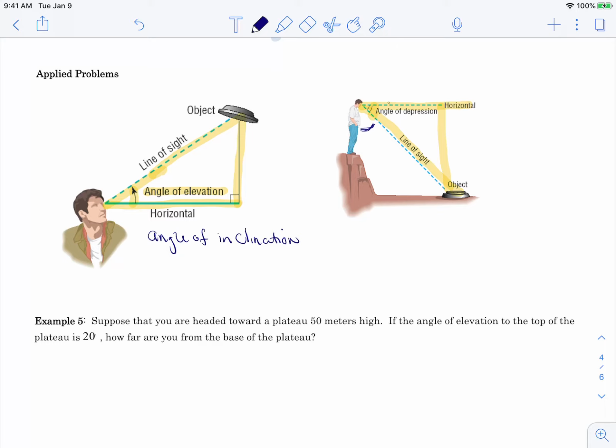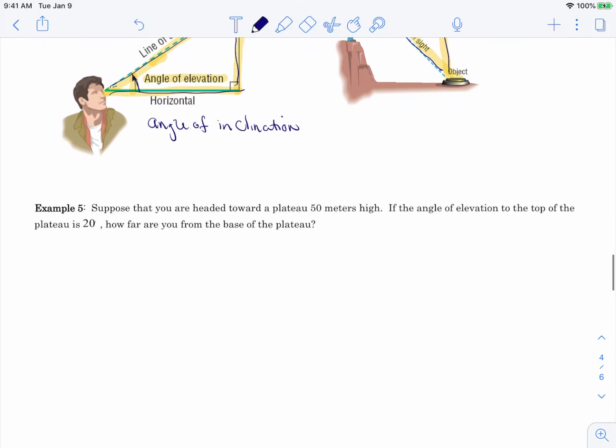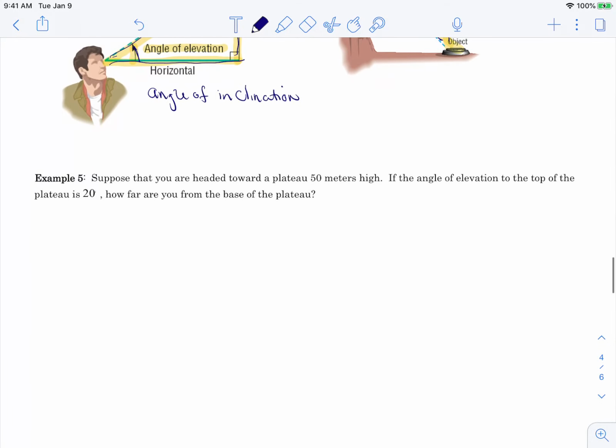Okay, so angle of depression has to create a triangle, for lack of a better way to say it, upside down in a way, where angle of elevation creates this triangle. And your angle goes here, and angle of depression goes here. So really important. All right, so your next example says, suppose that you're headed toward a plateau 50 meters high.